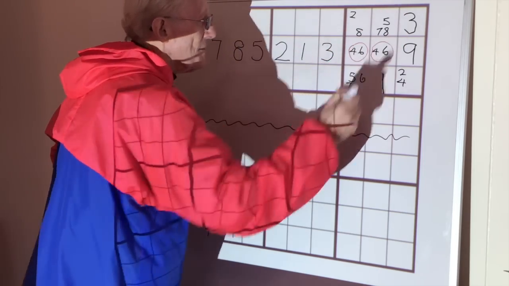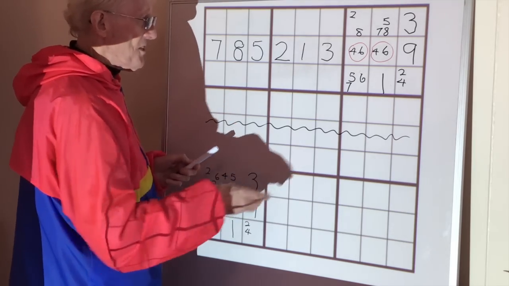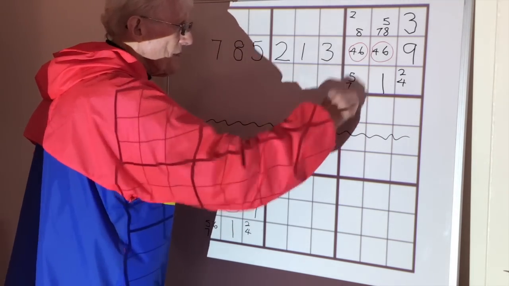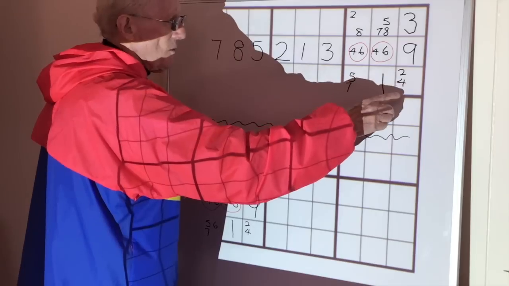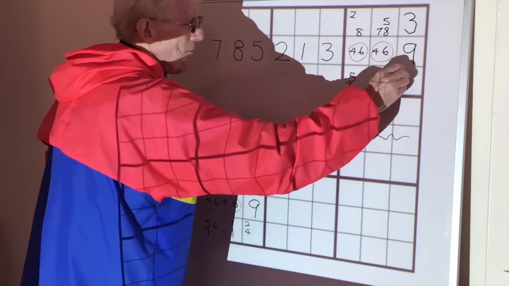Any other 4 and 6? Let's look down in here. Is there? Oh yes, there is. We can get rid of this 6, leaving a 5, 7, and we can get rid of this. Well, look, here's a 4, 6. We've got to get rid of the 4, so this becomes a big 2.